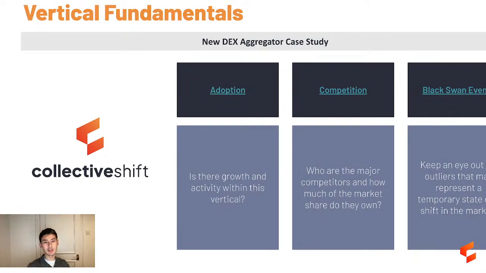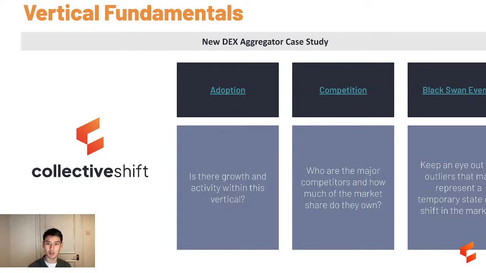Vertical fundamentals is once again basically looking at different industries or different niches within crypto to see how they're growing, and making sure that you are investing in an industry or a vertical that has a large enough market size and is growing at a strong enough rate to support the growth of whatever you're investing in. So in this hypothetical situation, Collective Shift is going to make an investment in a new DEX aggregator. This isn't true. This is just a pure hypothetical. But if we were to do that, what are some things we'd want to look at?